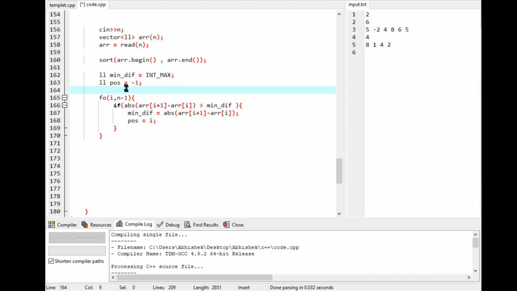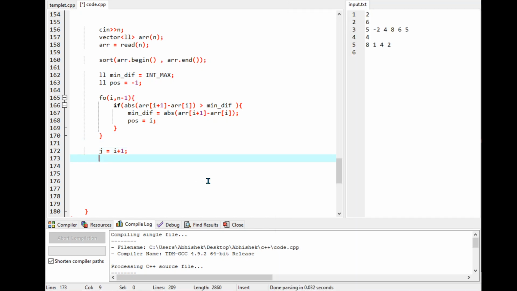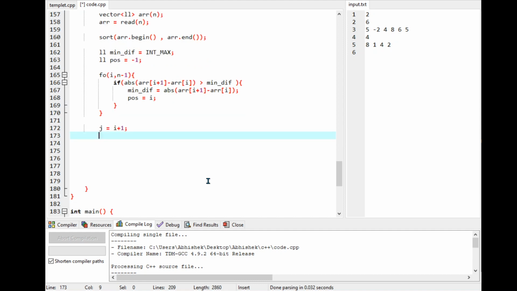So also let's make j i plus 1. So we have basically two pointers. Suppose this was our sorted array, and this i is where the difference between these was minimum, so I am setting this to j. So now, how should we do it? We need to first grow this till the difference is the same.